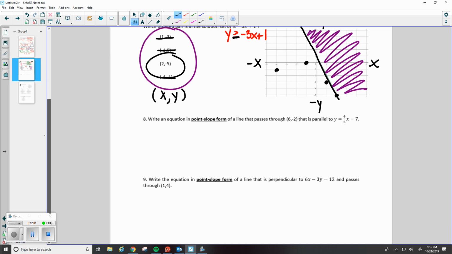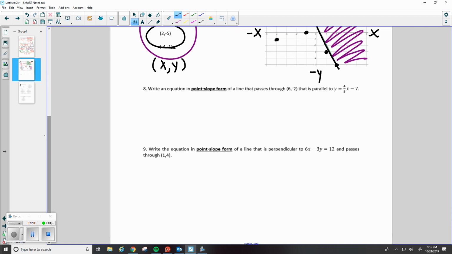Take a look at number 8 and number 9. So number 8 says write an equation in point slope form of a line that passes through 6, -2 and parallel to that equation. Remember, parallel slopes are going to be the same.